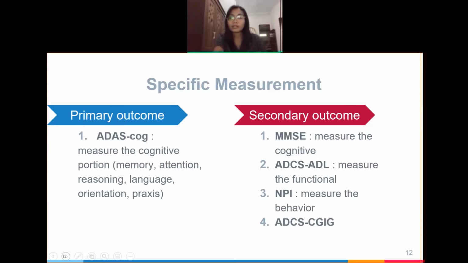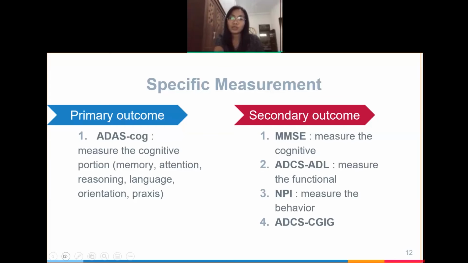And there were some points measured in the secondary outcome. The first one is MMSE or Mini Mental State Examination. It means that higher scores indicate better cognition, and a positive change means improvement of cognition. And the second instrument is the Alzheimer's Disease Cooperative Study Activities of Daily Living to measure the function of the patients in activities of daily living. An increase in measurement means a better function, and a positive change means improvement of the function. And the third one is to assess the behavior.